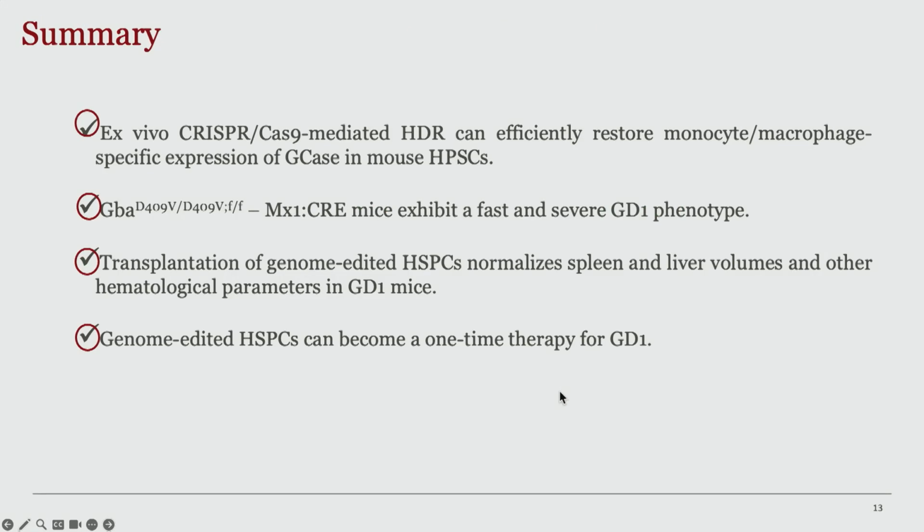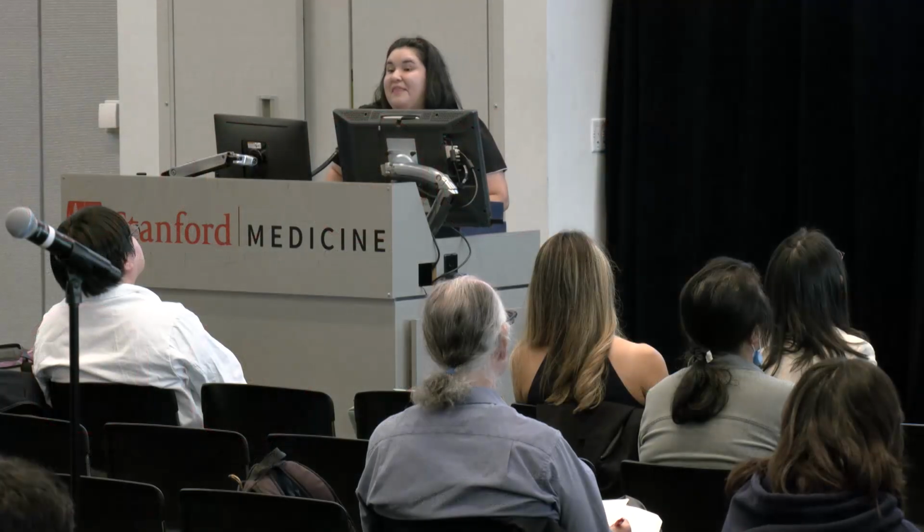In summary, this ex vivo CRISPR-Cas9 mediated HDR can effectively restore the monocyte macrophage-specific expression of GCase in mouse HSPCs. Our model exhibits a fast and severe GD1 phenotype. The transplantation of genome edited HSPCs normalizes spleen, liver, and other hematological parameters. And finally, genome edited HSPCs can become a one-time therapy for GD1. Thank you very much.